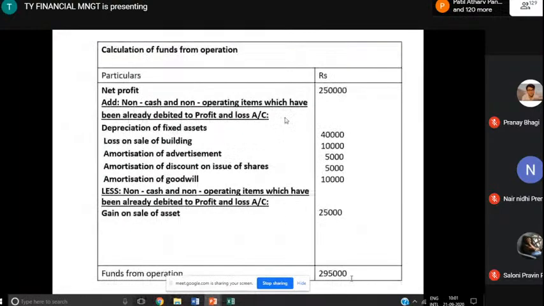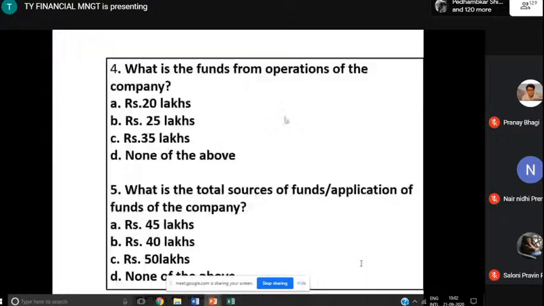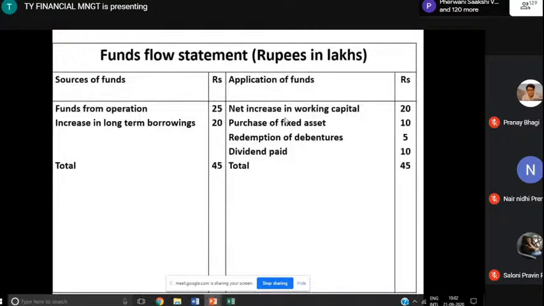Those who are thorough with the format, there is no confusion. See the last item under application of fund. I repeat, all of you refer back to funds flow statement format. Last item, not the total. Before that, on the right hand side, under application, non-operating expense. What is the non-operating expense given in this example? Dividend paid. How much is the dividend paid? 10 lakhs. Any confusion regarding any item here? Tell me.